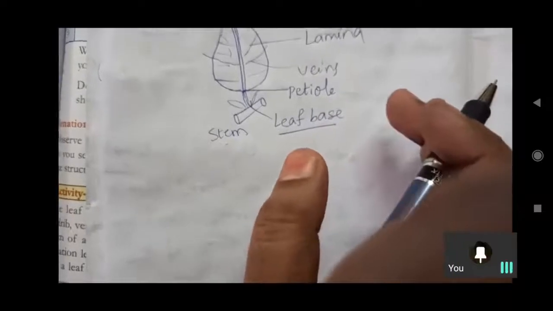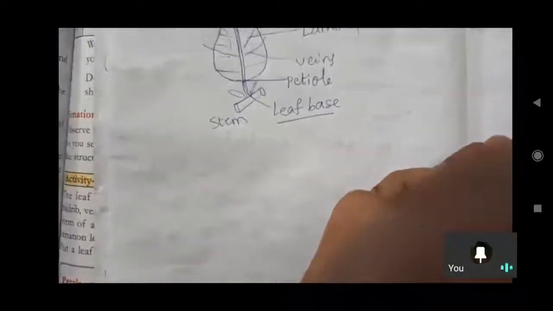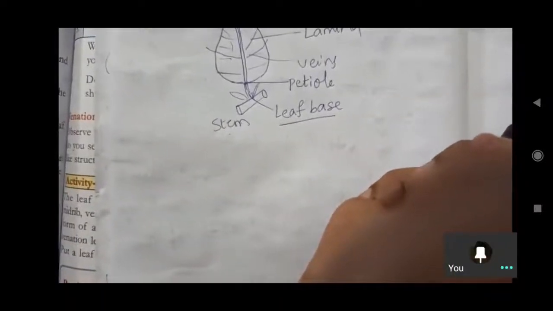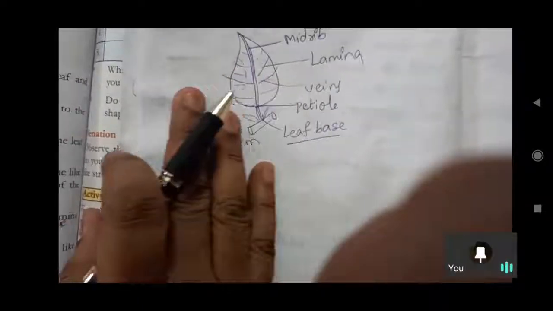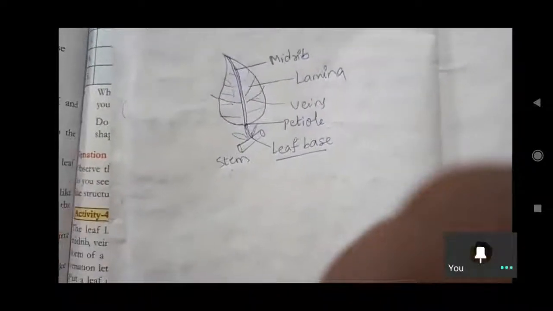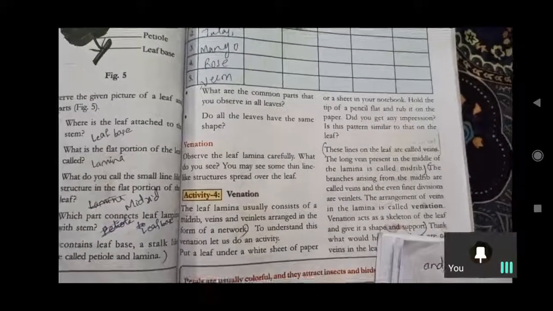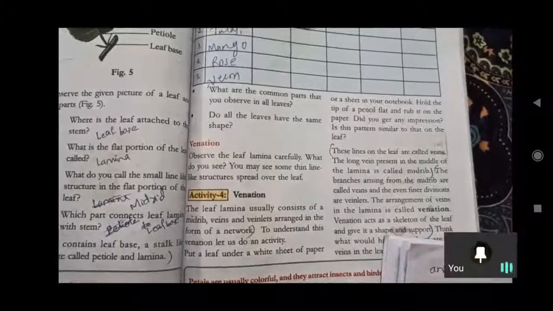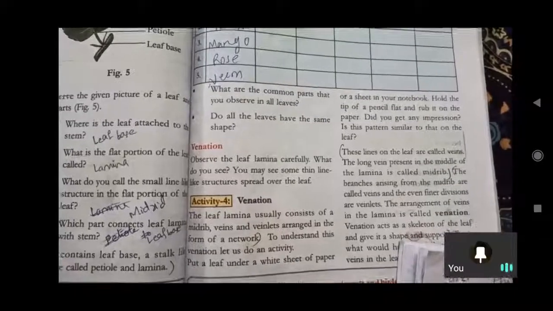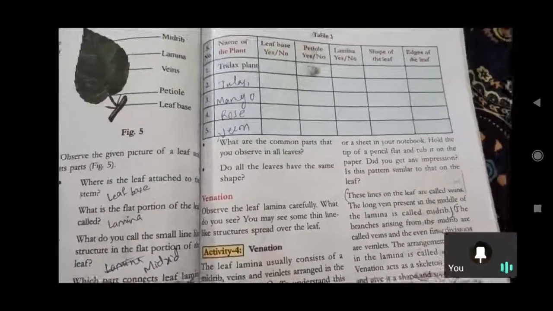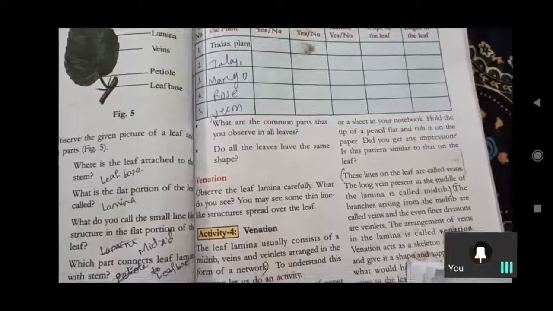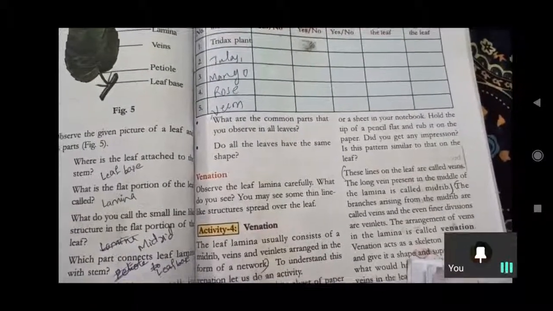So actually, a leaf contains a leaf base, a stalk-like structure called the petiole, and the lamina. The lamina surface we can observe, and the midrib is the small line in the middle of the leaf. So in that manner we can get the idea. Different types of leaves contain different parts. Some have a leaf base and some do not. At the same time, petioles are also different. Some leaves are directly attached to the stem.